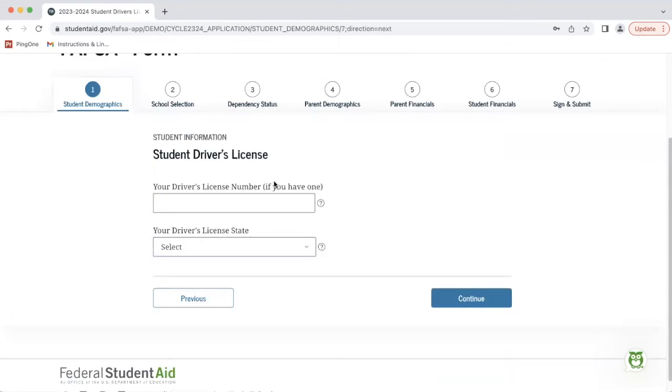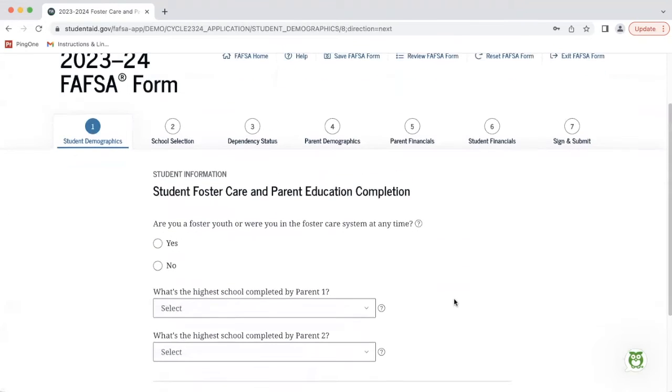The next page will then ask about your driver's license. Now, keep this in mind. You do not have to actually report your driver's license number or your driver's license state on this page. You can actually leave this blank. And in fact, I encourage students to do so regularly. So we'll leave it blank for today.